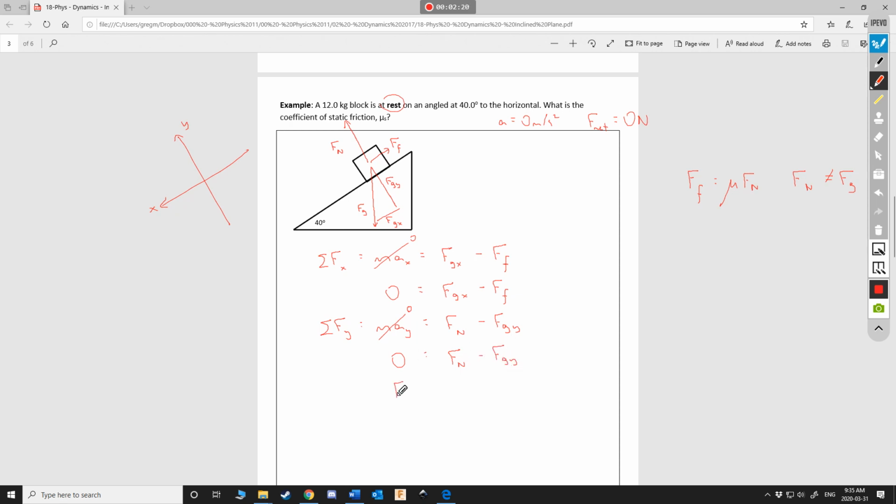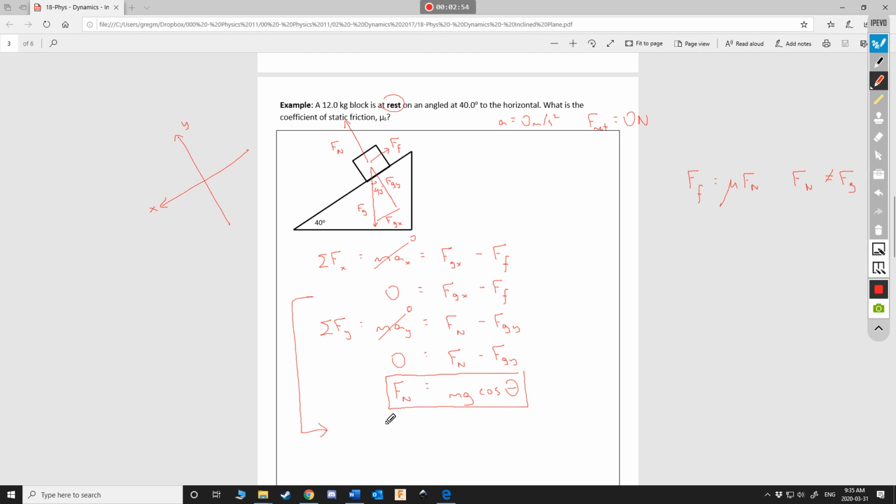If we solve for this, we get Fn is equal to Fgy, which is going to be mg, that's force of gravity, and it's going to be the cosine component of force of gravity. So this is what Fn is equal to, the cosine component. Now we can go back to our x direction. We said we're trying to solve for the coefficient of static friction. So we rewrite this one. We get Fgx is equal to force of friction.